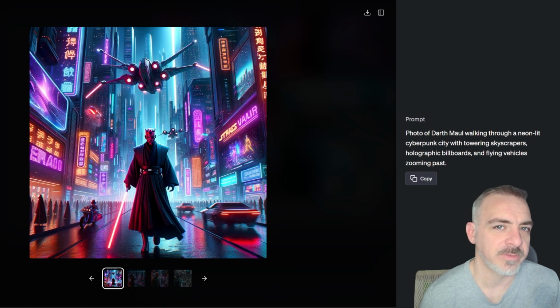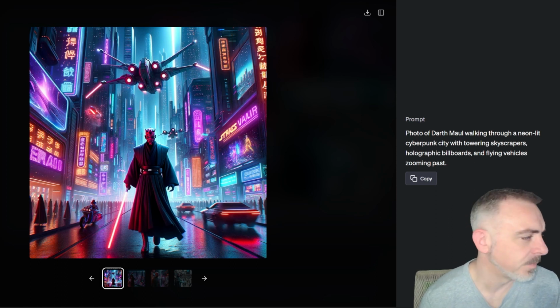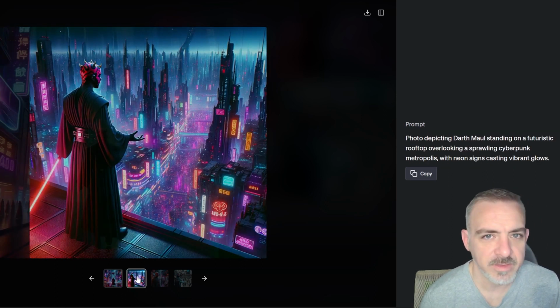This is a pretty cool image. One of the things I noticed about this is that the ship here seems to have lightsabers coming out of it. That's interesting. Everything else, the cars, the background, the buildings, everything very cyberpunk. Cool shot of Darth Maul kind of walking towards the camera. Move on to the next shot.